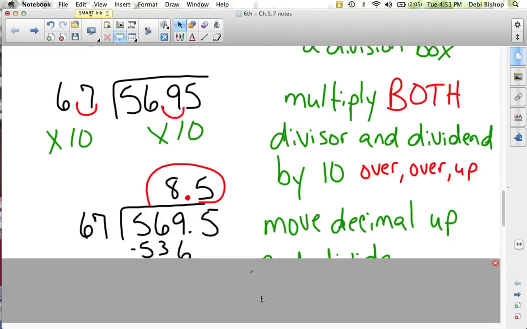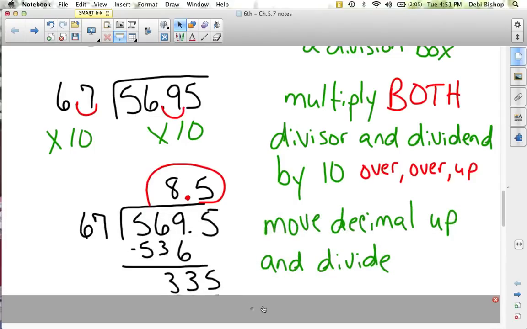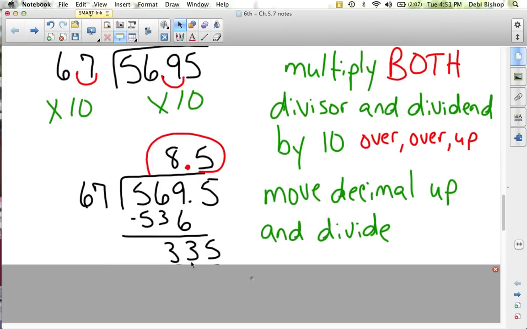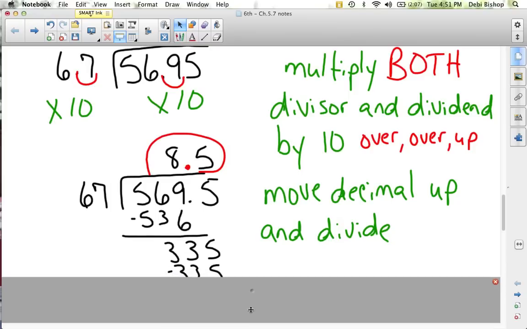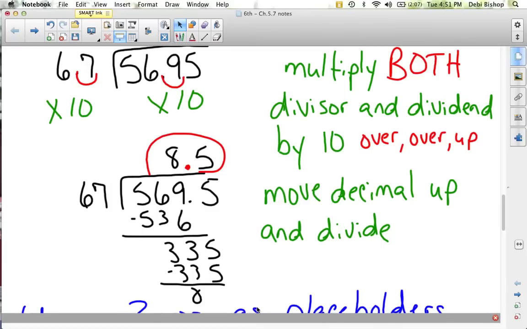Now you have the problem of 569 and 5/10 divided by 67. So you can see here that I had done it over, over, and then I move my decimal number up, and then you divide like normal. So 67 goes into 569 8 times, multiply it through, 8 times 67 is 536, subtract, you get 33, bring down your 5. 67 times 5 is 335. And you have no remainder. So there is how you divide by decimal numbers.